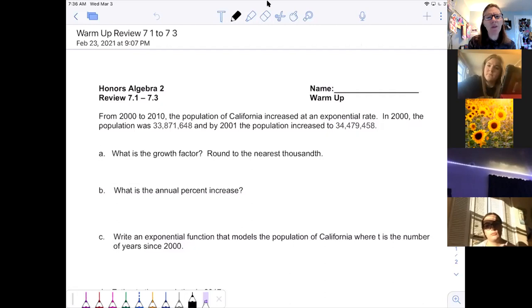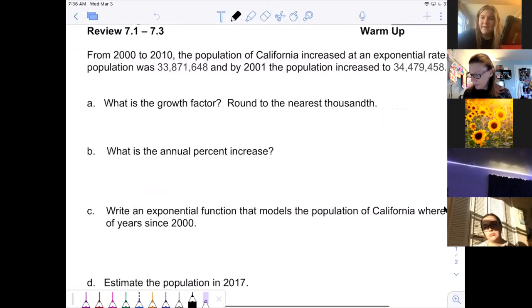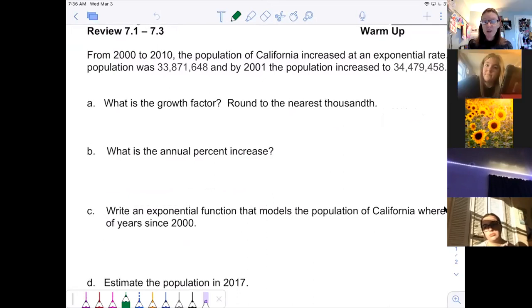So think about how would those two numbers help us find the growth factor? Jaden, what do you think? Would you divide them to figure out what you increased by? Yeah, exactly. So we're going to figure out what we increased by. And as she said, you're going to divide those. And that's going to be then your growth factor.